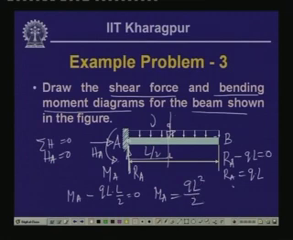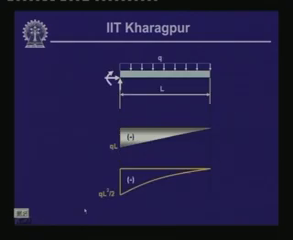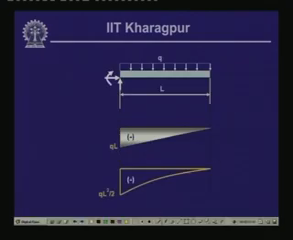So, we have the reactive force R A equal to Q times L and the moment equal to Q L square by 2. So, these are the values of the reactive forces. Now, let us take the free body diagram of this segment of the beam, so that we can find out the values of the shear force and the bending moment at that particular segment.